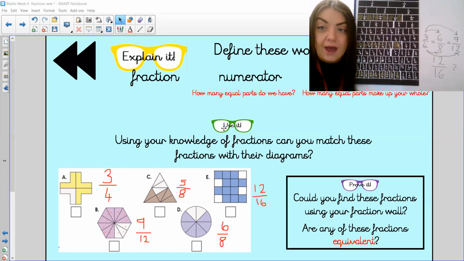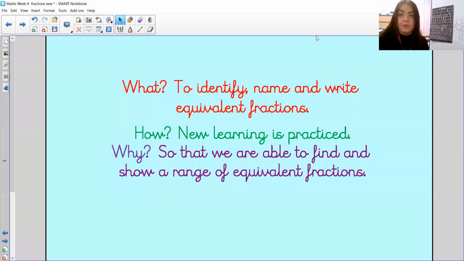So let's get on then with today's learning. Okay, so today we're going to be identifying, naming and writing.